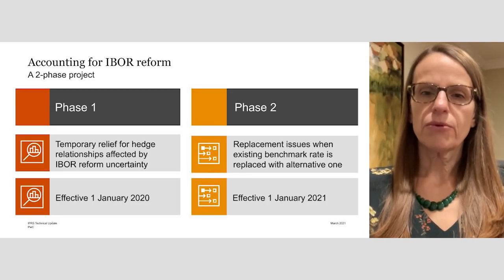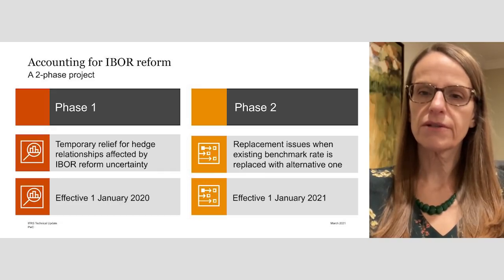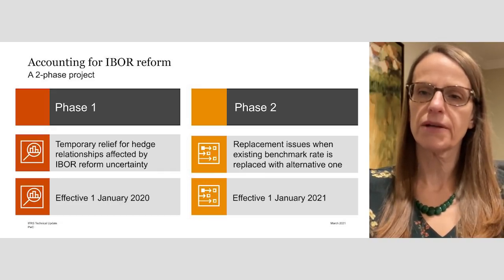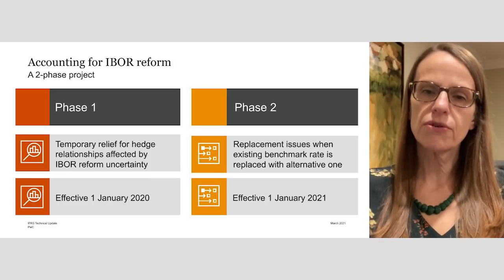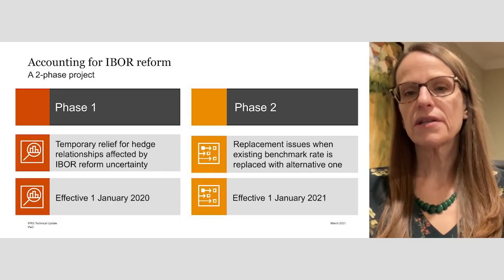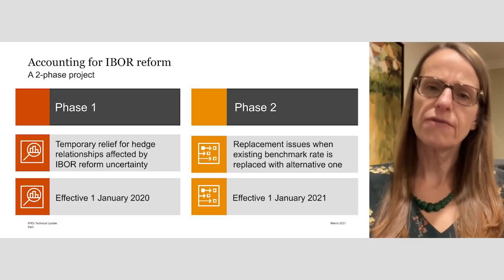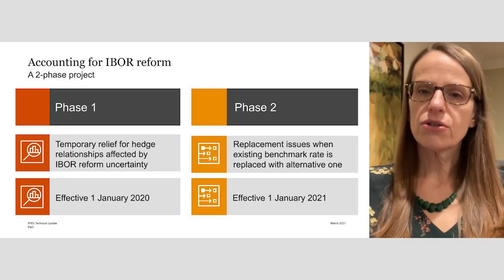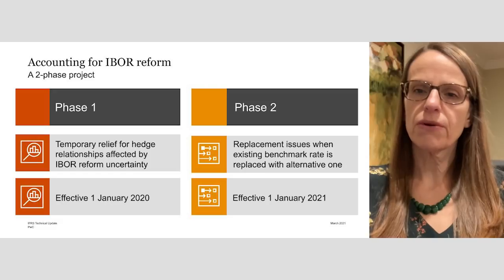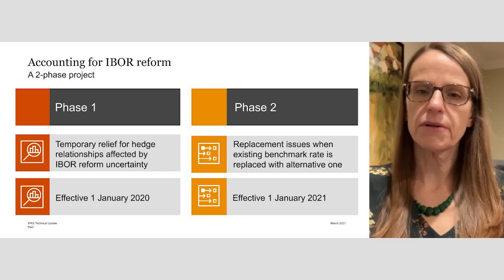So what is the accounting for IBOR reform? Well, as we know, the IASB has undertaken a two-phase project to provide relief from an accounting perspective in order to ensure a smooth transition to the new alternative rates. Phase one provided temporary relief from applying specific hedge accounting requirements. Phase two, on the other hand, addresses issues that arise when an existing benchmark is replaced with the alternative reference rate. So these are the so-called replacement issues. Let's just do a quick refresh on the scope of the phase two amendments.